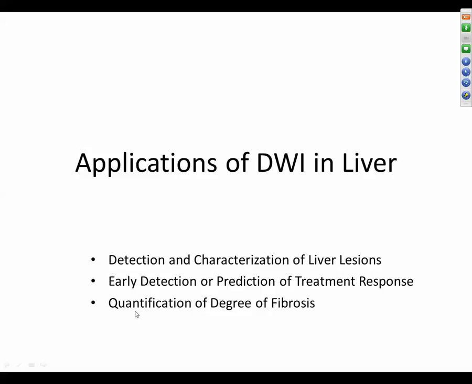Now, after introducing how to design the pulse sequence and how to choose the b value and how to compare the DWI and ADC, we want to actually look at some applications in liver. In liver, there are different types of application. The first type is detection and characterization of lesion. The second is detection or prediction of treatment response. And another type of application is the quantification of degree of fibrosis in liver.